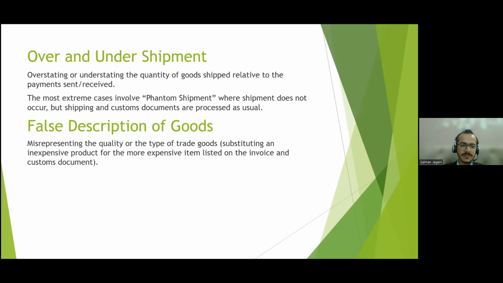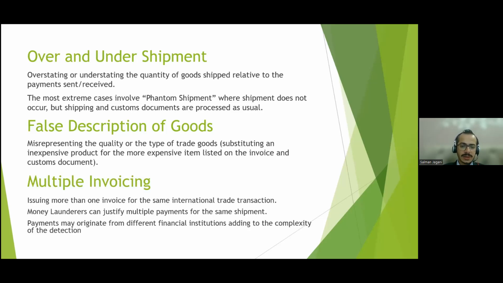Next, we have multiple invoicing. Multiple invoicing is where in one transaction you send in multiple invoices so that you do not get the bank, or do not get the LEAs to identify what false money is being traded. So this is basically where money launderers justify multiple payments for the same shipment. Payments may originate from different financial institutions, adding to the complexity of the transactions, obviously.